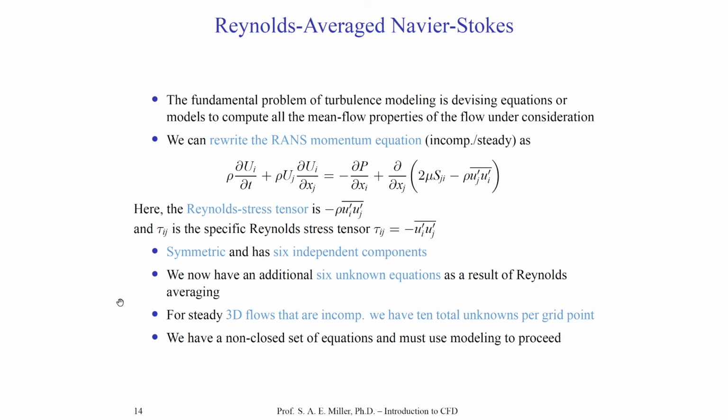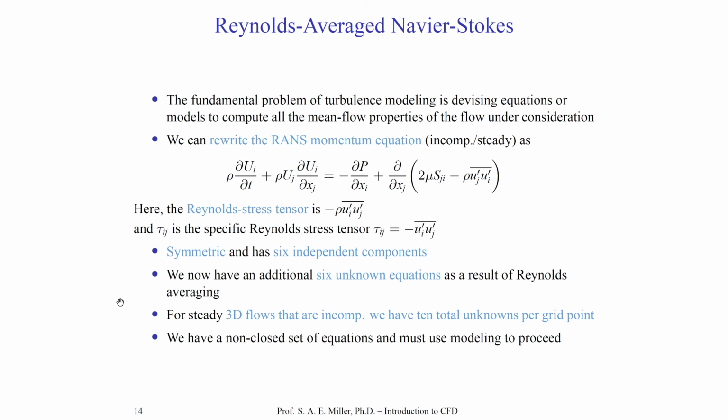You might write them down for yourself. You know that 6 already are the particular components, diagonal and off-diagonal, of the Reynolds stress term. The other ones are the original averaged field variables. So we have 10 unknowns and essentially no new equations. So we have a non-closed set of equations, and we must model these to proceed. This is the idea of turbulence modeling.